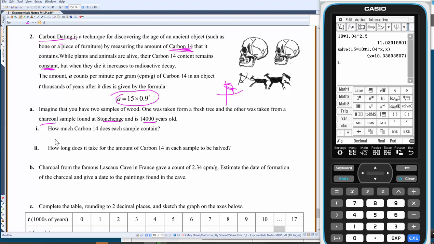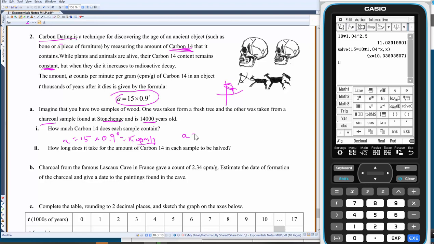So for the first one, let's do the sample of wood, fresh tree. That's going to be A equals 15 times 0.9 to the power of 0, because it's after 0 time, that is, it was just taken. So that's going to be 15, and it's measured in CPM per gram, counts per minute per gram. We don't really need to know a lot about that, just need to know that it's got all of its carbon-14 still.